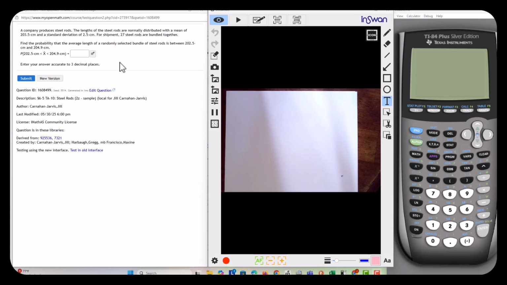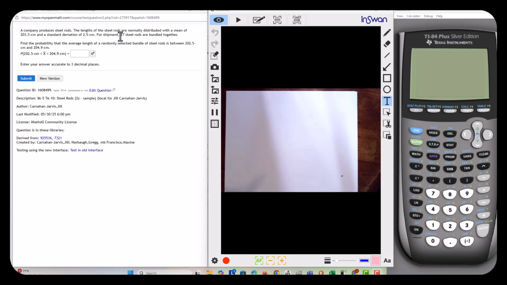Okay, another problem in your central limit theorem homework. A company produces steel rods. The lengths of the steel rods are normally distributed. Since it's telling me it's normally distributed, I don't really have to worry about the sample size and the central limit theorem kicking in. Let's see what the sample size is anyway.